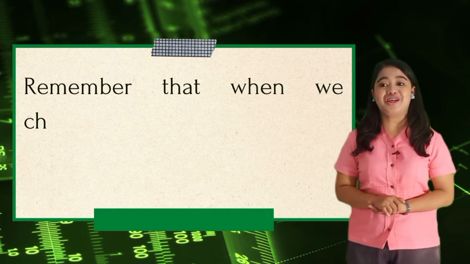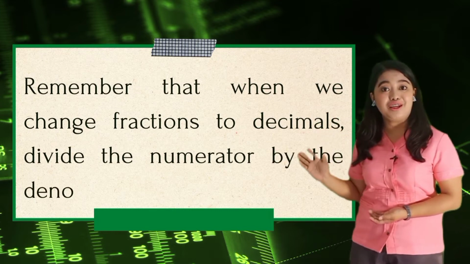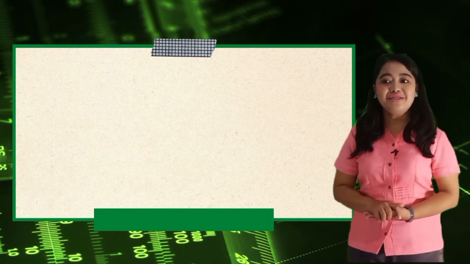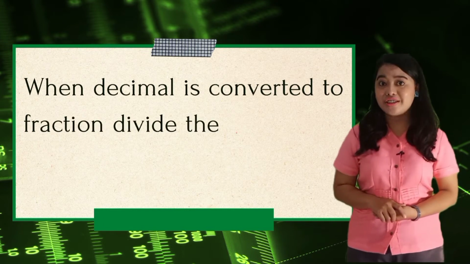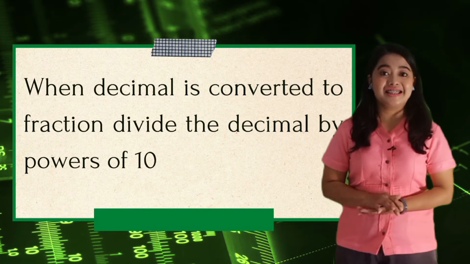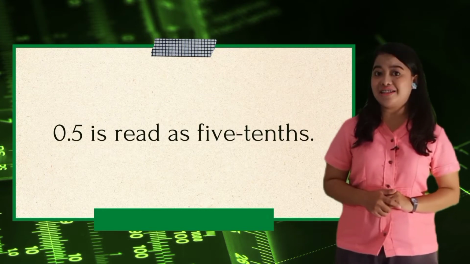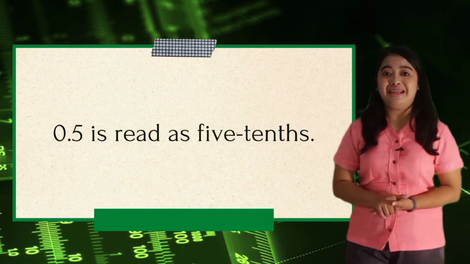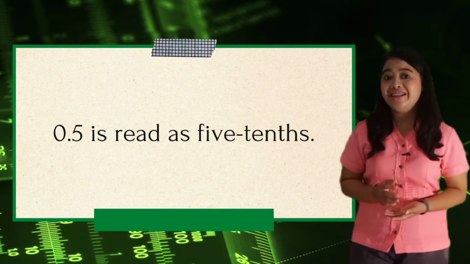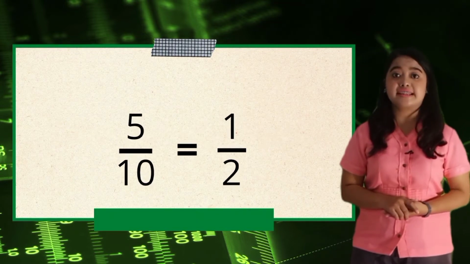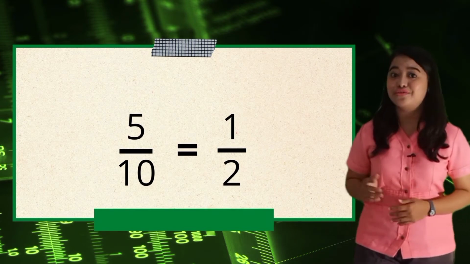Remember that when we change fractions to decimals, divide the numerator by the denominator. When decimals is converted to fraction, divide the decimal by the powers of 10. For instance, 0.5: to change to fraction, write the decimal as it is read. 0.5 is read as 5/10. Hence, in fraction, it is 5/10. Then reduce to lowest term, which is 1/2.